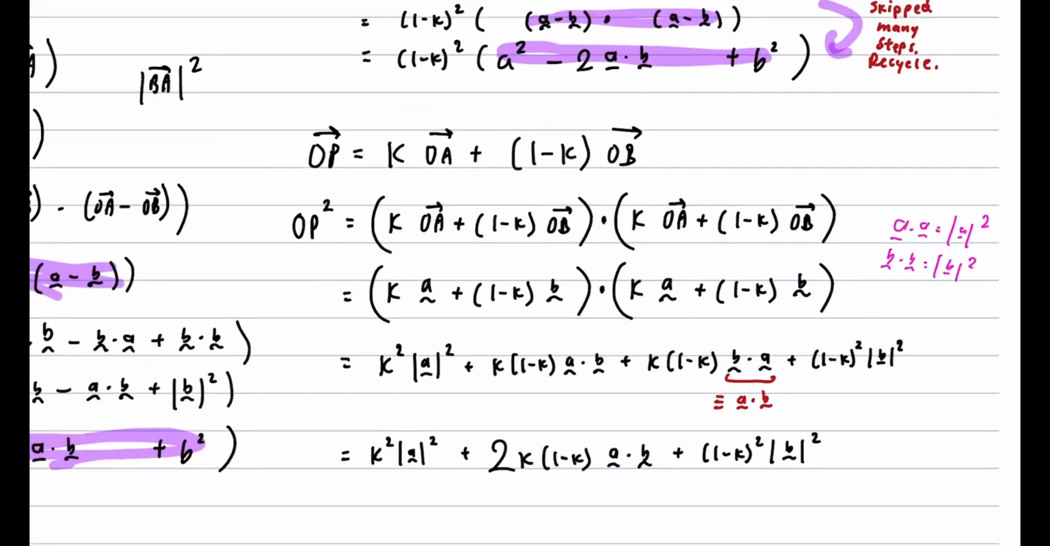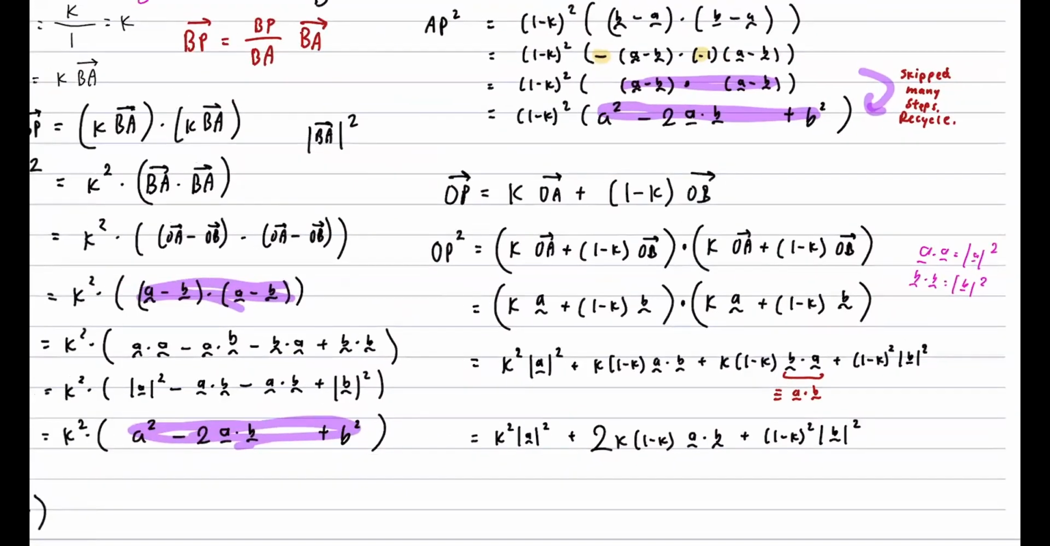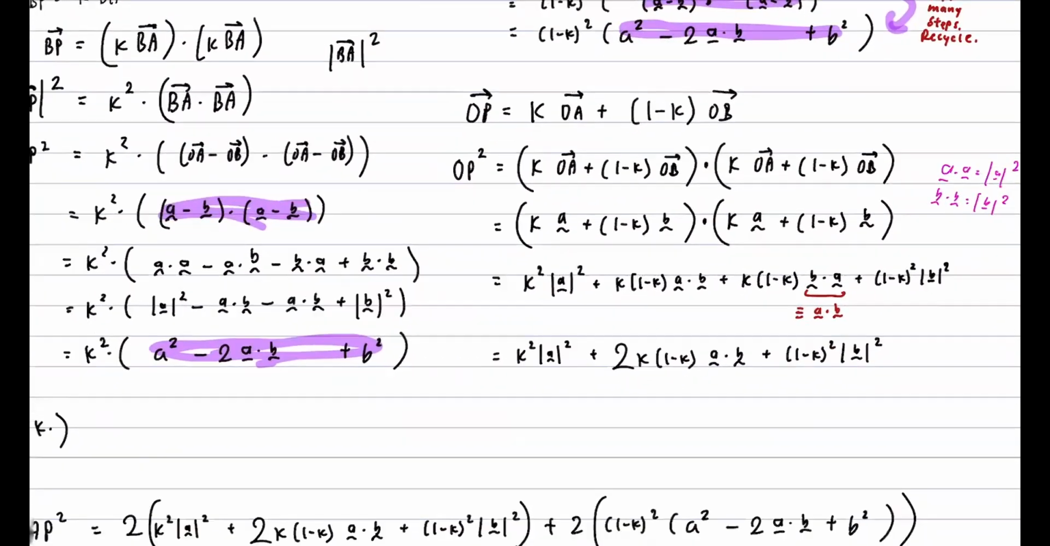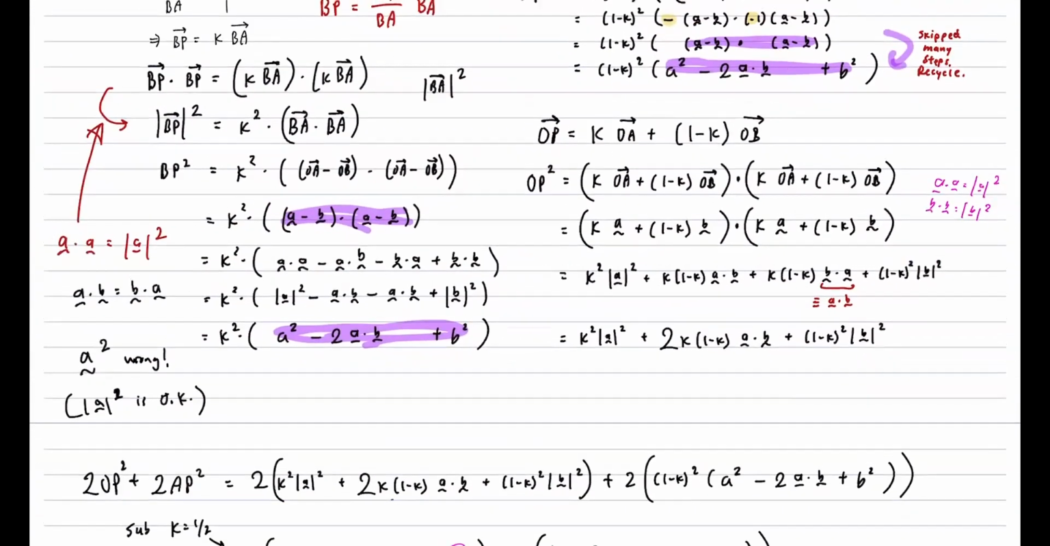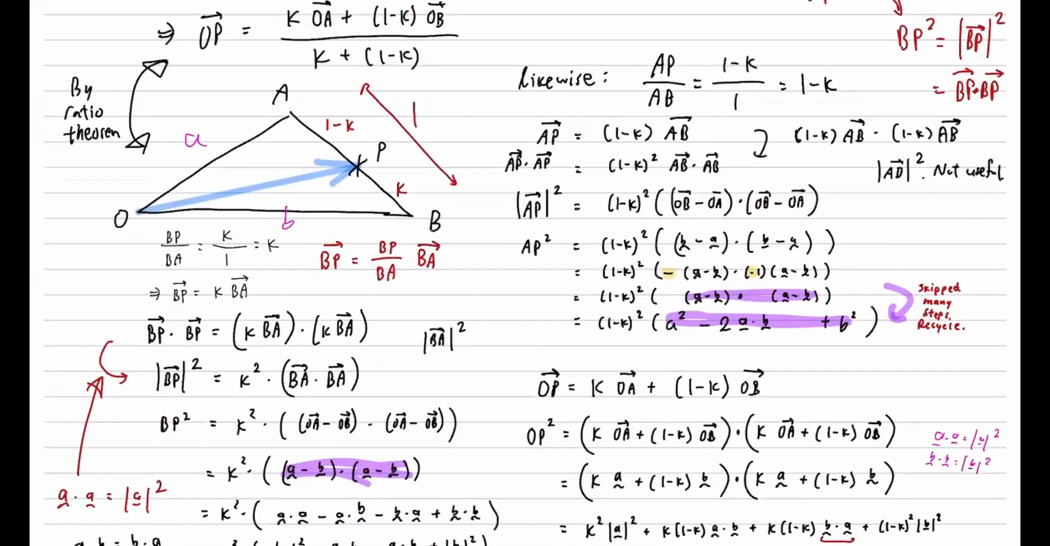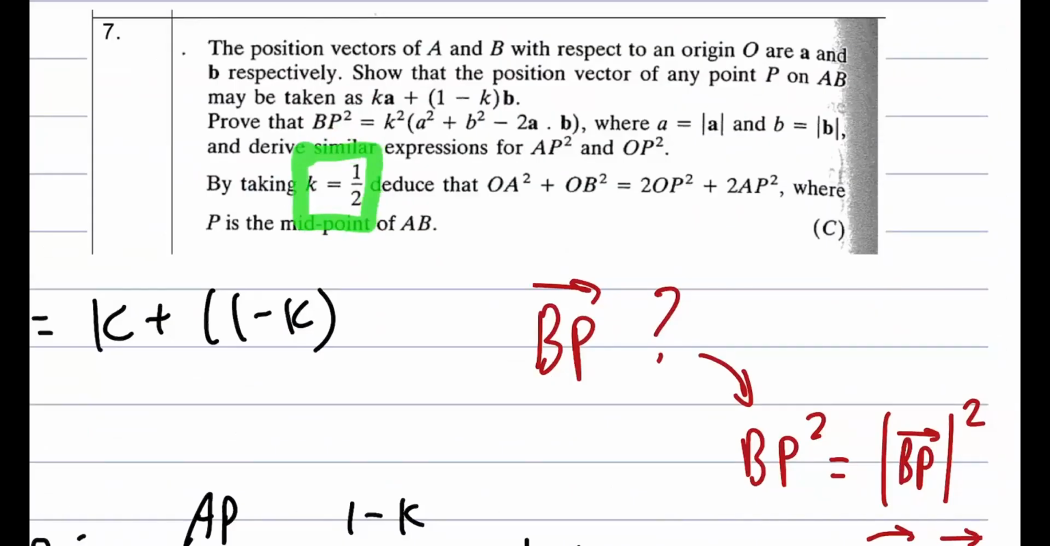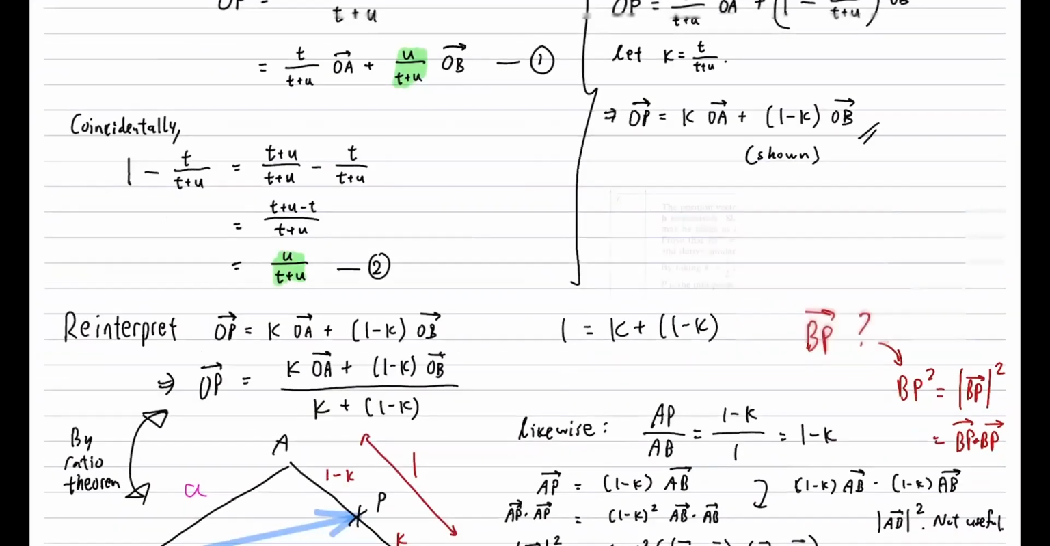Let us move on. What the question now wants us to do is that they want us to take K to be equal to half, and then you deduce OA square plus OB square is 2OP square plus 2AP square. So you have to substitute K with half. That's what we're going to do.